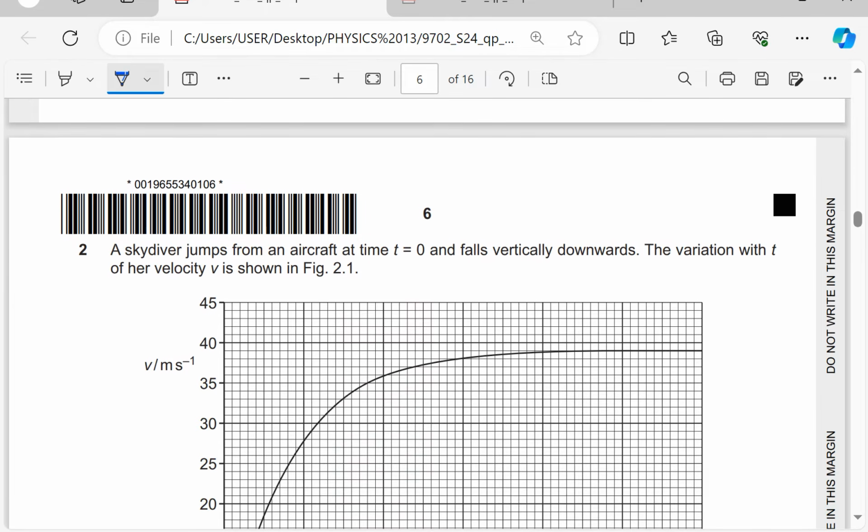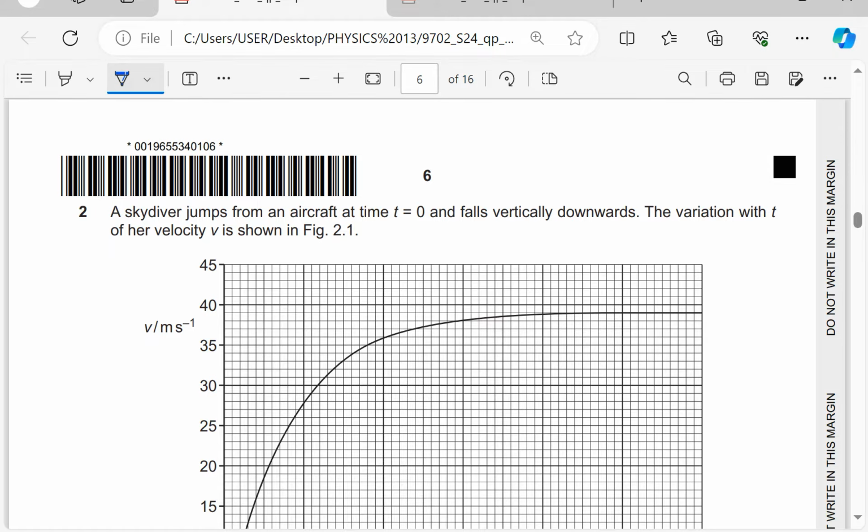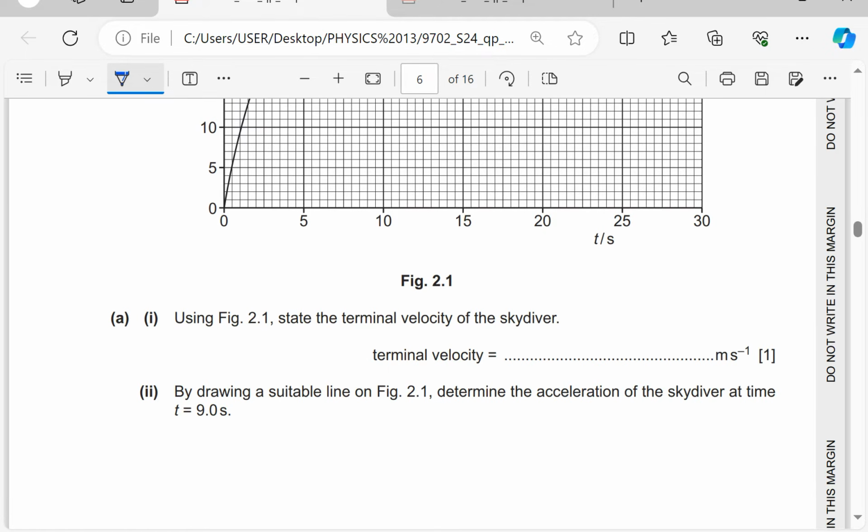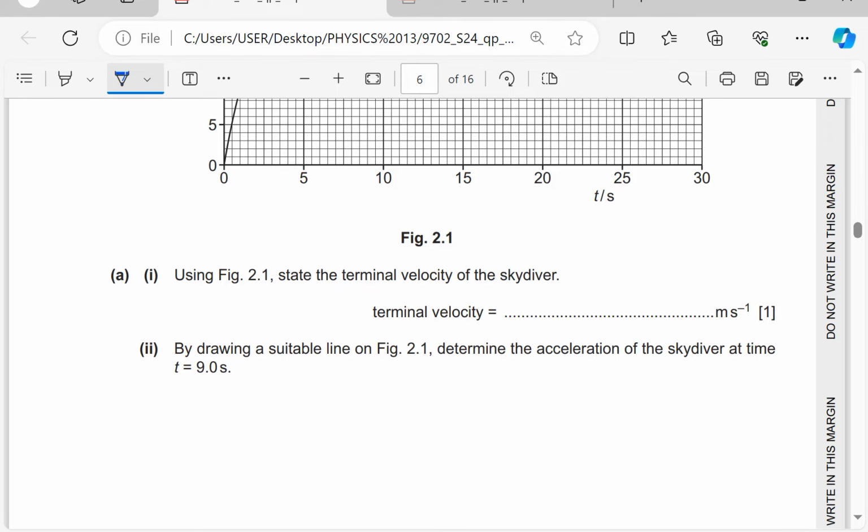Question number 2. A skydiver jumps from an aircraft at time t equals 0 and falls vertically downwards. The variation with time t of velocity v is shown in the figure. So we see that this skydiver reaches terminal velocity as shown by the graph. Using figure 2.1, state the terminal velocity of the skydiver.